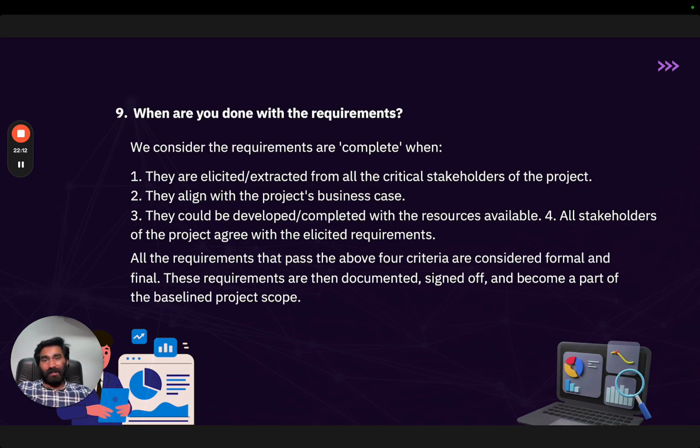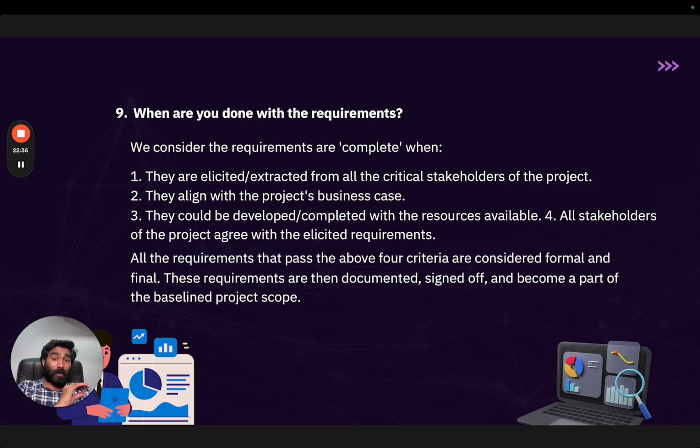All right, so the next question is, when are you done with the requirements? We consider the requirements complete when they are elicited or extracted from all the critical stakeholders of the project. The second one is that they align with the project business case. Whatever requirements you have gathered, make sure they are aligned with the project or business case. The third one is that they can be developed and completed with the resources available.